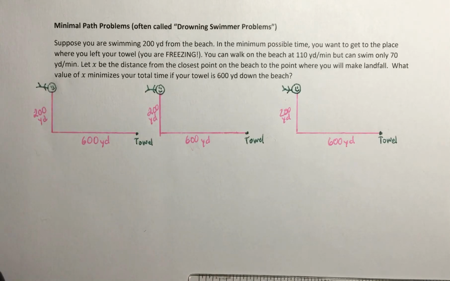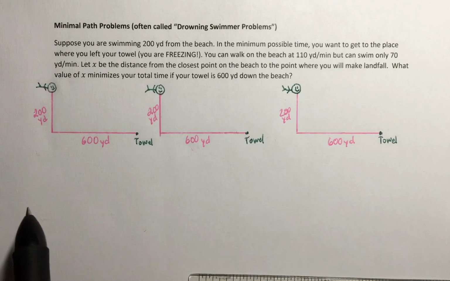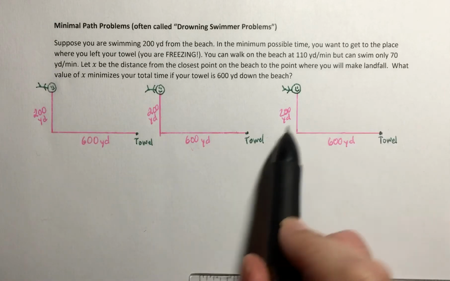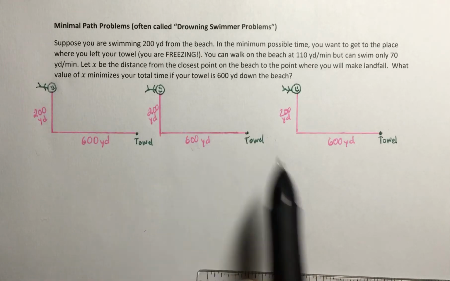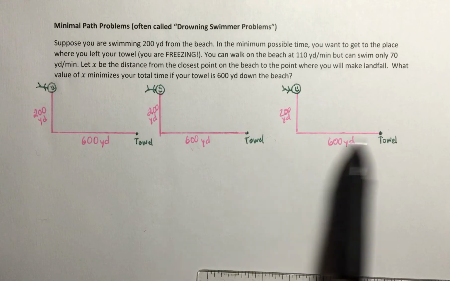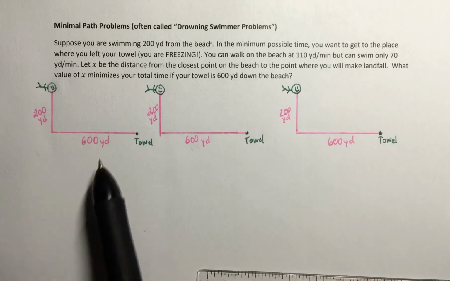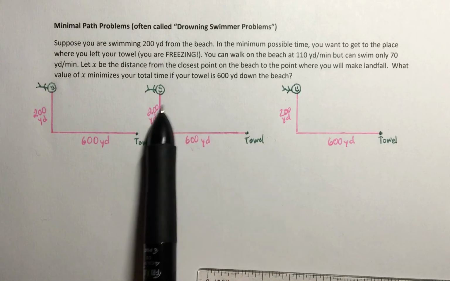In the minimum possible time, you want to get to the place where you left your towel because you're freezing. You can walk on the beach at 110 yards per minute, but can only swim 70 yards per minute. Let x be the distance from the closest point on the beach to where you'll make landfall. I'll come back to that later. What value of x minimizes your total time if your towel is 600 yards down the beach?